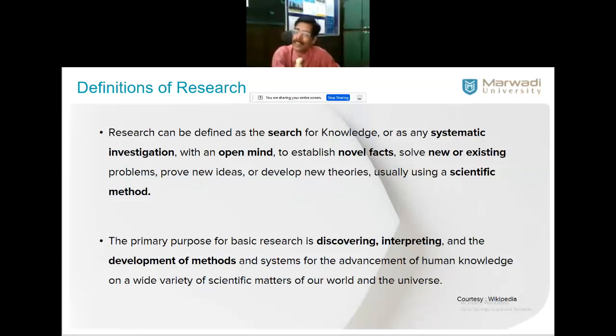So it's basically a search. We do a lot of searches, search for knowledge, search for wisdom, like that. It is also a kind of search for knowledge only.